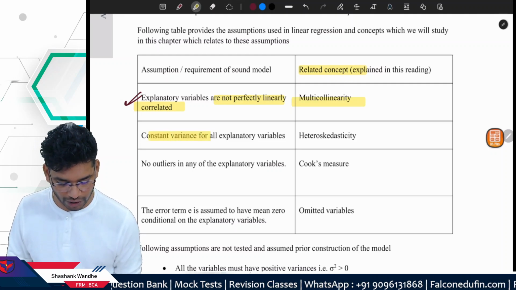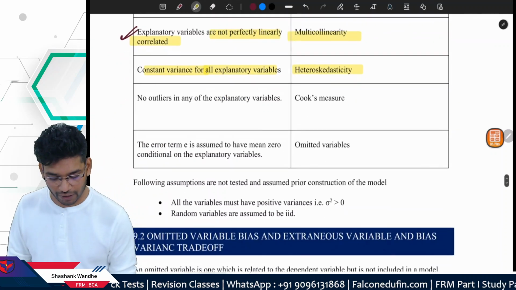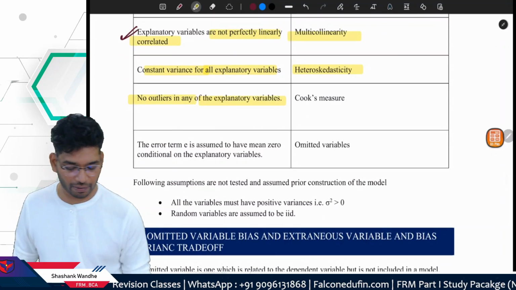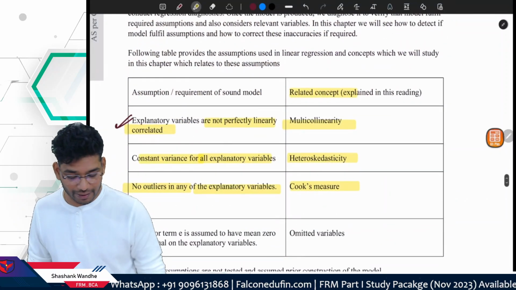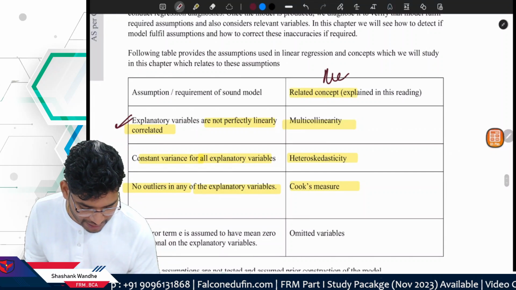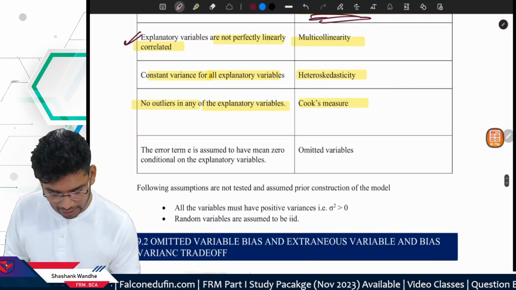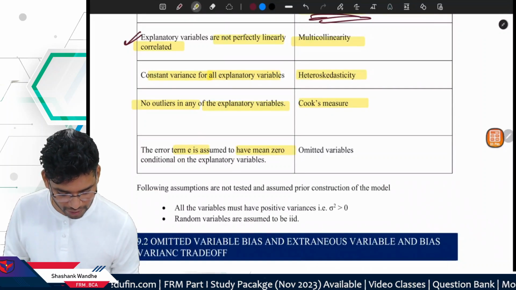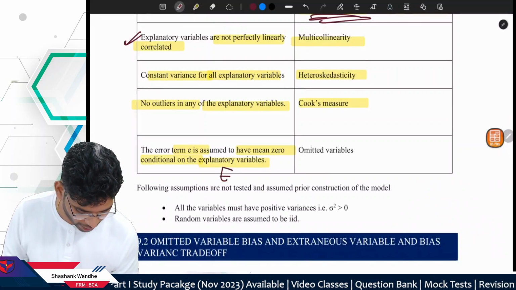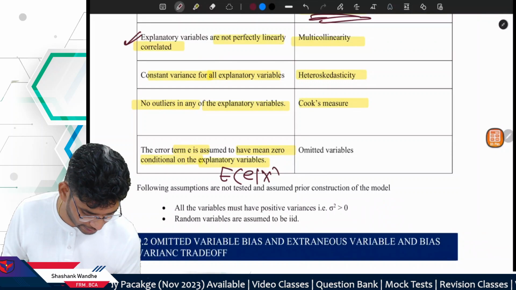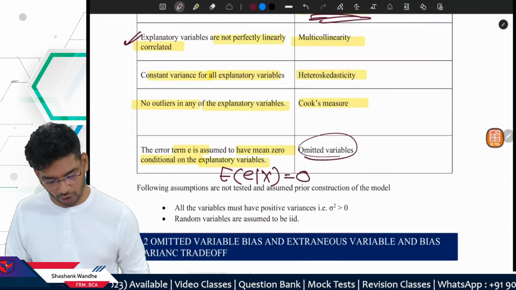Then the constant variance for all explanatory variables is tested with the help of heteroskedasticity. Then we have no outliers in any of the explanatory variables, measured using Cook's measure, or a related concept. Remember, these are not the meanings; these are related concepts which are given in our book. Then the error term E is assumed to have mean 0 conditional on the explanatory variable. In the examination, it may get tested like that, conditional upon 0, which is covered in the omitted variable.